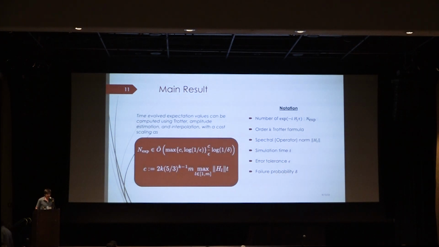So the main result is that we can compute time-evolved expectation values using Trotter, amplitude estimation for the protocol, and our interpolation, with the cost scaling like this messy formula. So key things to focus on here. C is essentially proportional to the simulation time. We have, right in the middle of that nx formula, a C over epsilon. So we have a term proportional to t. And we also have this interesting max C log 1 over epsilon term, which I will talk about in the next slide. So I'll keep the results.